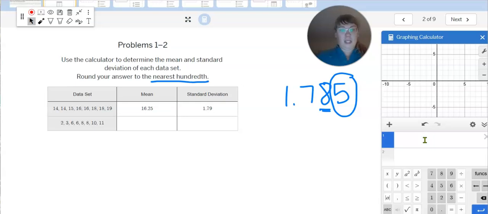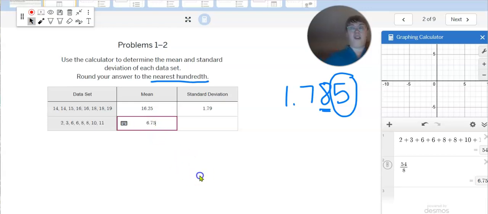And let's close out and do the second one. So we have 2 plus 3 plus 6 plus 6 plus 8 plus 8 plus 10 plus 11 gets us 54. And we're dividing it by 1, 2, 3, 4, 5, 6, 7, 8 numbers. So we get 6.75 for the average.